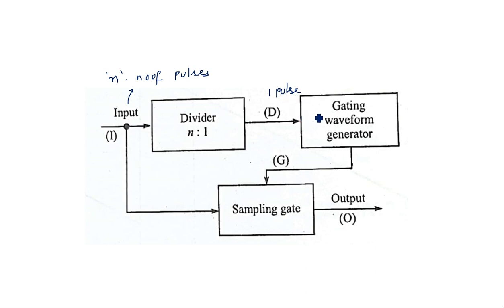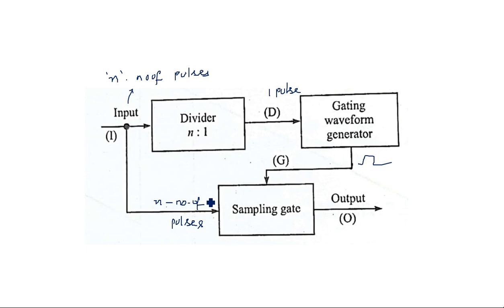This one pulse will energize the gating waveform generator so that it will generate a gating pulse. The gating pulse generator needs a triggering pulse. When that triggering pulse is initiated, a gating pulse is automatically generated. The same n number of pulses are applied to the divider as well as to the sampling gate.